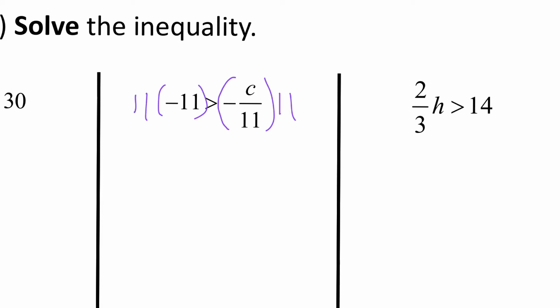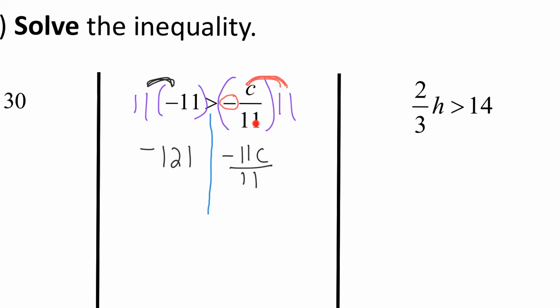Let me put the line here so we know what side we're looking at. On the left side, we're going to get a negative 121 when you multiply 11 times negative 11. On the right side, be careful. We do have a negative c. So when you multiply negative c times 11, that's going to be negative 11c. And you keep the denominator.